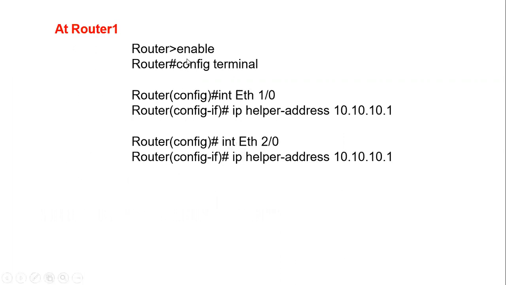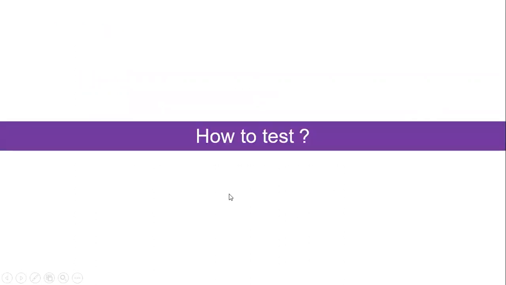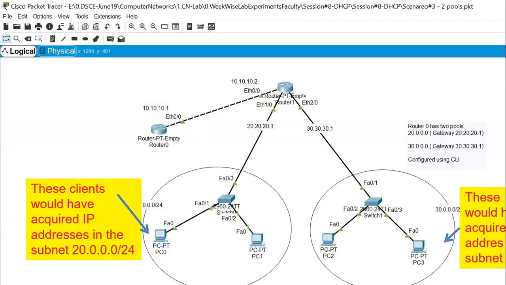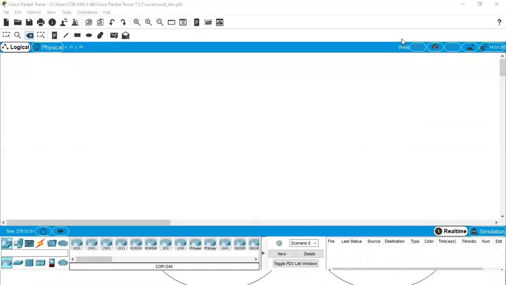Now at router 1, at the interface, just give the command helper address and forward the DHCP request to the DHCP server address. So this is the configuration to be done at the second router. And once all this is done, when you enable the PC with DHCP, then the address will be assigned dynamically. We'll see with Cisco Packet Tracer how to do that.